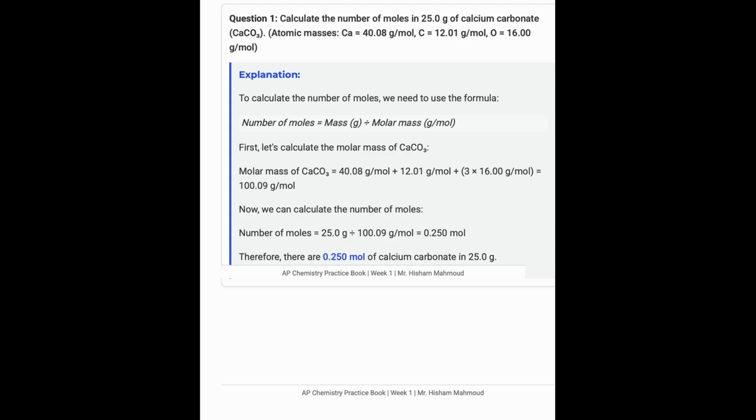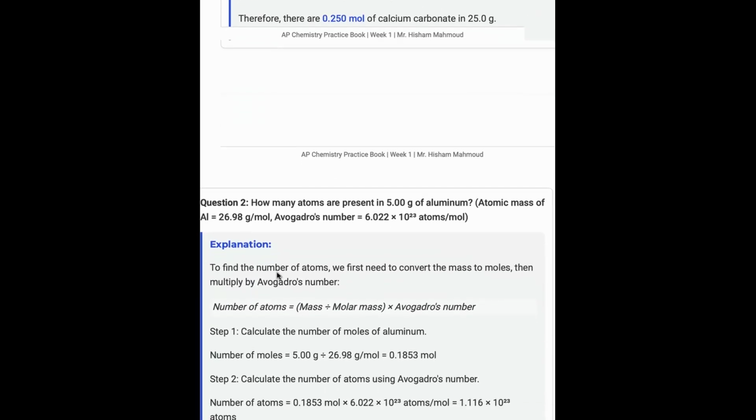In the second question for this week, how many atoms are present in 5 grams of aluminum? Atomic mass is 26.98 and Avogadro's number is 6.022 multiplied by 10 to the power of 23. In order to find the number of atoms, we first need to convert the mass to moles. That's the only way I can find the number of atoms: find first the number of moles. Since this is only aluminum metal, it's number of atoms.